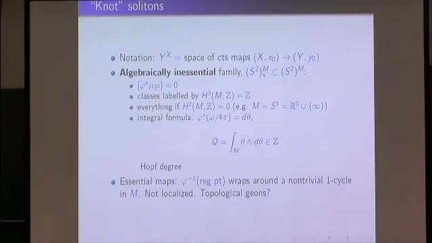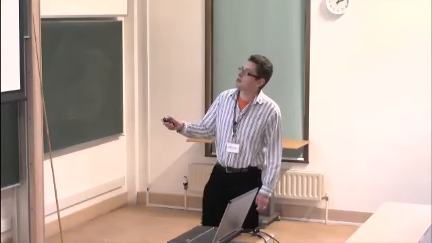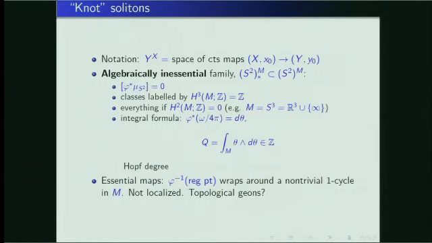Okay. So I'm going to talk about algebraically inessential maps. I'm not really going to talk about essential maps at all. One excuse for not doing that is if you think about essential maps, that's when this class here is non-trivial. That means the Poincaré dual of that is non-trivial. So that means that these pre-image curves are wrapping around a non-trivial 1-cycle in the domain, so that the structure of the soliton is somehow tied to a topological structure in the domain. So I don't regard those as being really physically localized particles. They're sort of tied to a special feature of the domain. So they're like topological geons.